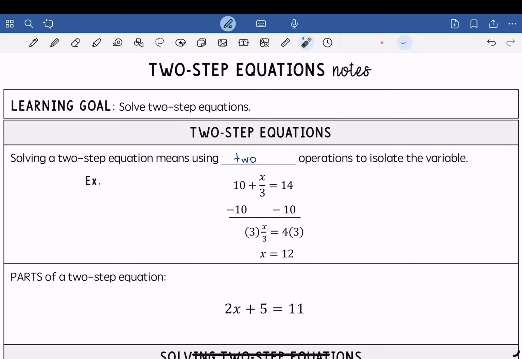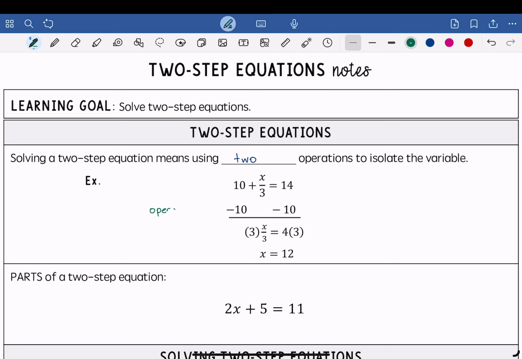Two-step equations notes. The learning goal is how to solve two-step equations. Two-step equations are different from one-step equations because you have to use two operations to isolate the variable. Solving a two-step equation means using two operations to isolate the variable. You don't have to understand this example just yet, but it's just to see that there are two operations.